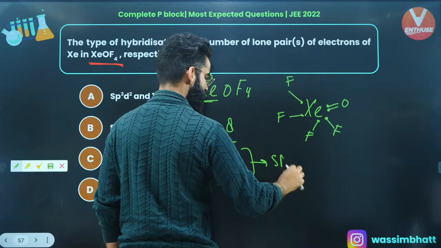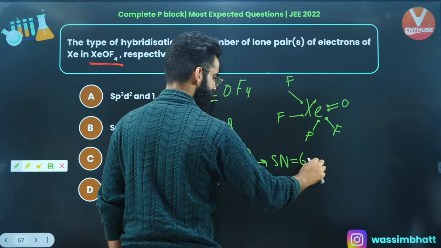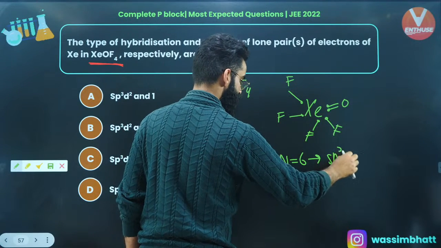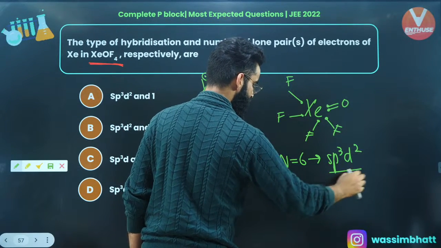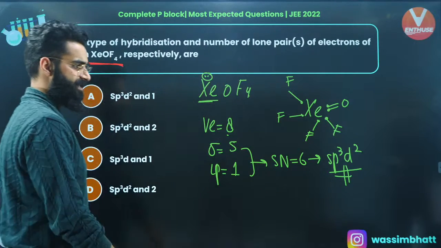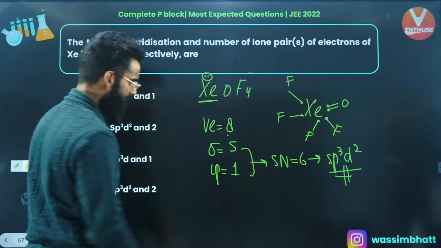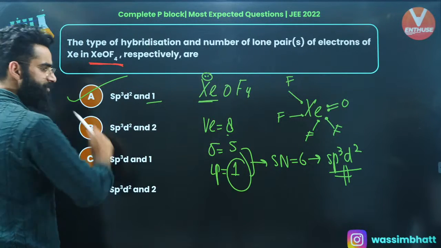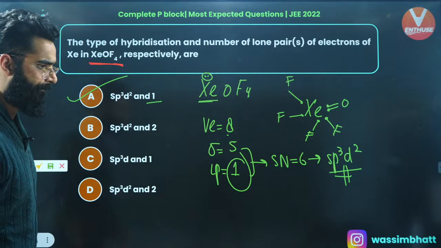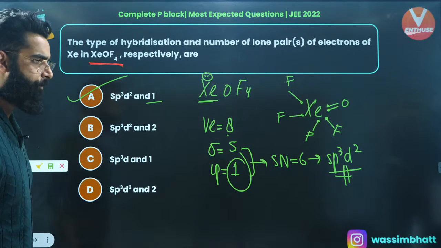So what about the steric number? 5 plus 1, that is 6. If the steric number is 6, the hybridization is going to be sp3d2, right? This is the hybridization sp3d2. Perfect. So you got to know the hybridization is sp3d2 and there is 1 lone pair on xenon, right? So option A is the one which is correct among all. Perfect. Simple and basic again.